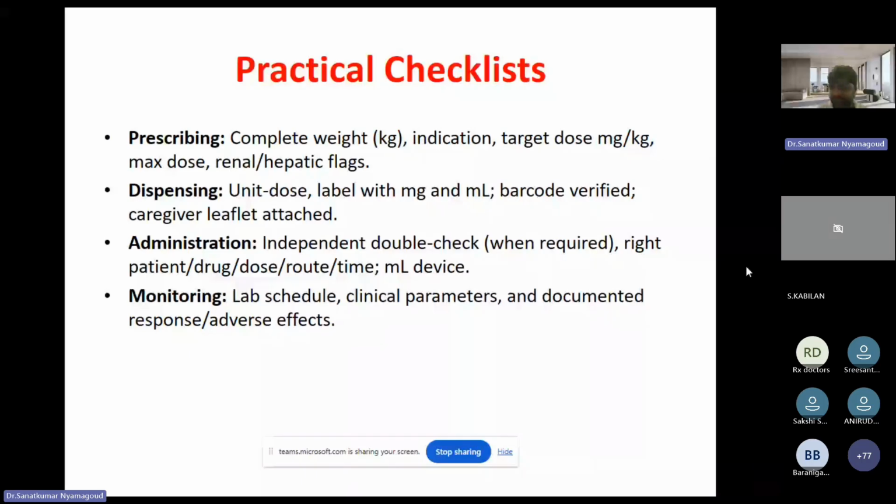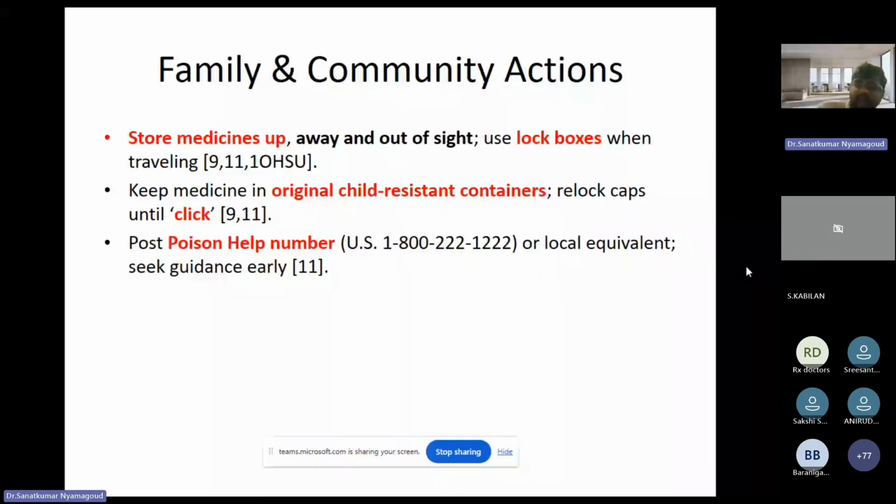So finally, we as a family and community should take action. We should store medications out of sight of the children, and we should use lockers and keep medicine in original child resistant containers, and use relock caps until they click. So relock it in such a way that only you are able to open it, not your kid. Again, use any poison helpline number which is available to you.